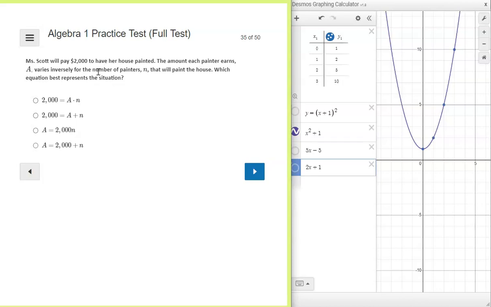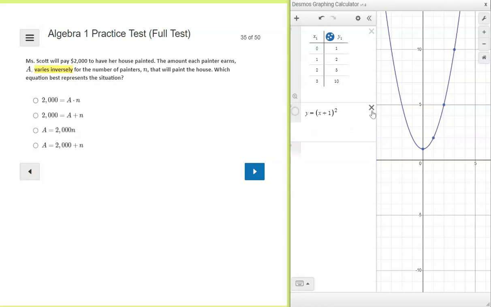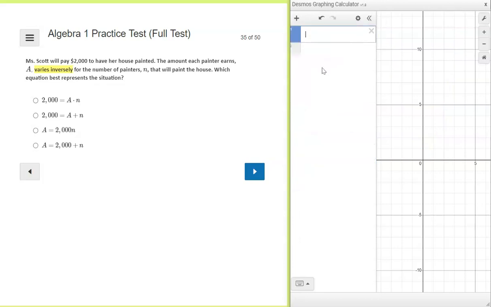Miss Scott will pay $2,000 to have her house painted. The amount each painter earns, A, varies inversely, so that's my vocabulary word right there, for the number of painters N that will paint the house. Which equation best represents this? Because it says varies inversely, I can look for a graph that has a shape like this. Not a straight line. A direct variation has a straight line. But for this one, I'm going to look for that inverse looking graph.